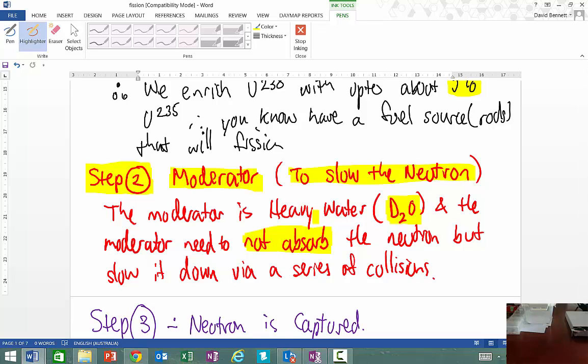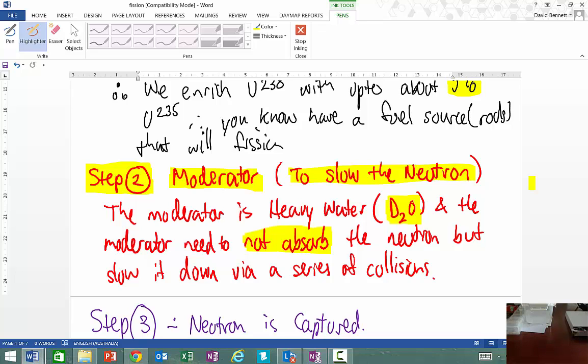Now I think the best way for me to remember this is it's a bit like the neutron going through a crowd. If you've got a really big crowd and the neutron's trying to move through quickly, it's going to hit the different people in the crowd and that's going to slow it down a little bit. If you think about running a 100-meter track, and then you were running through a crowd, you're going to get slowed down because you're making collisions with the other people. So that's what happens in the heavy water.